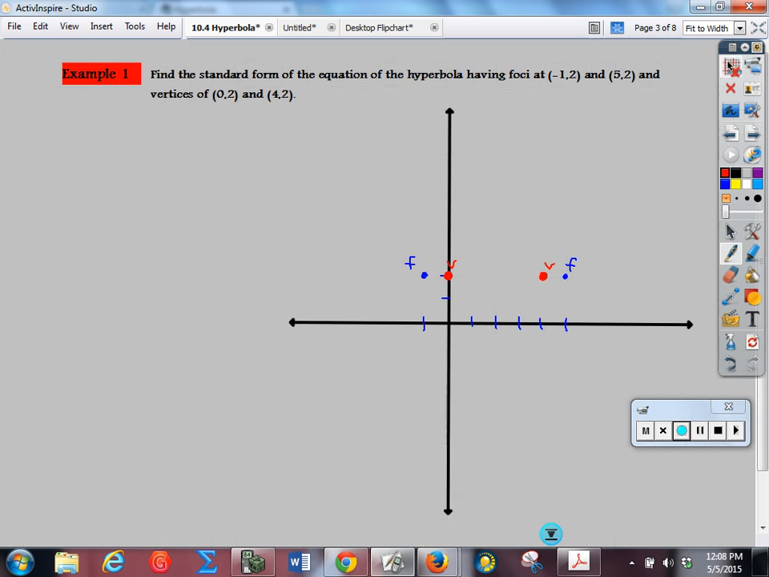Where is the center? In between them? 2, 2. Okay. So is this one going to be an x squared first or y squared first? If the vertices are right here. X. So I know it's going to look like this, x minus h over a squared, whoops, not plus.